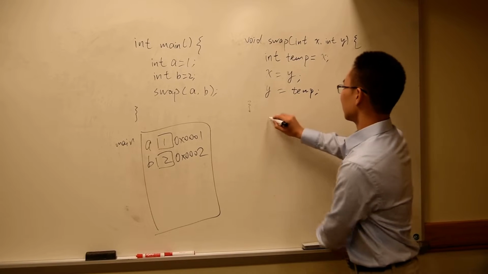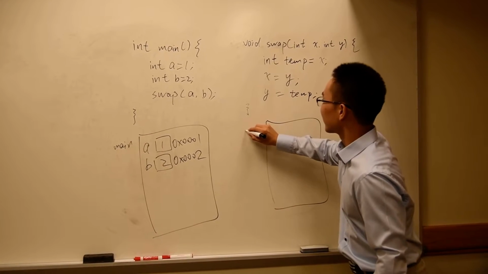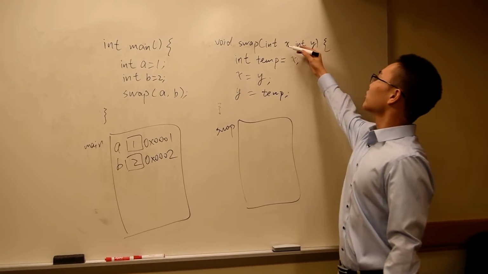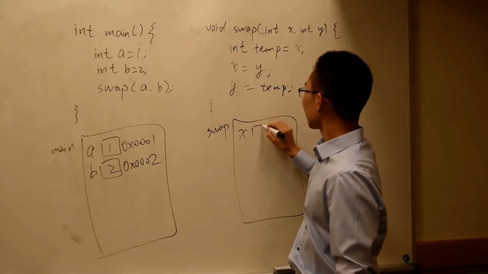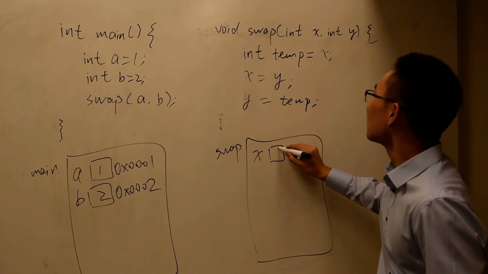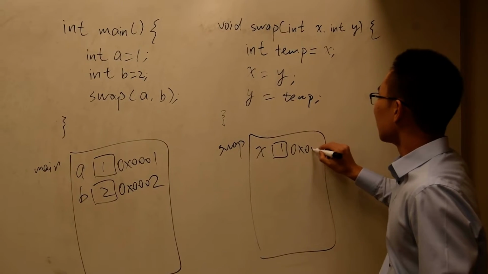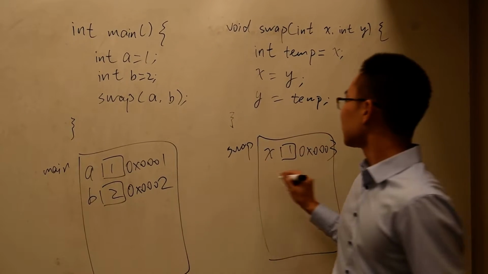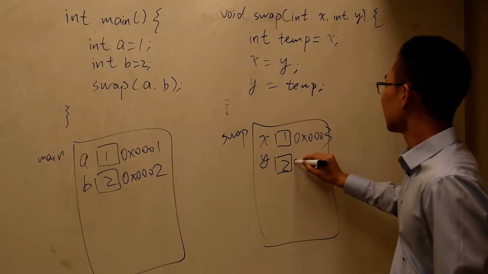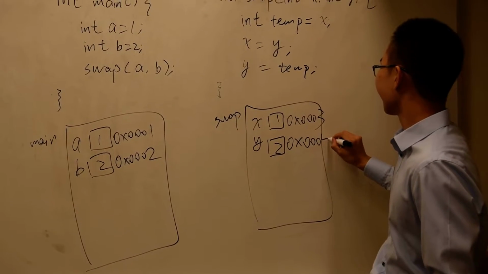And swap is called. So memory diagram for swap. We create a new int x and we make a copy of the value of a here. See, it's a copy. It's a new object whose memory is different. Y is a copy of b. So it copies the value of b.